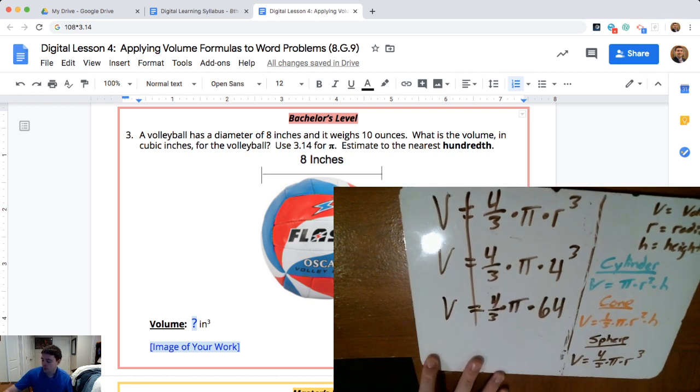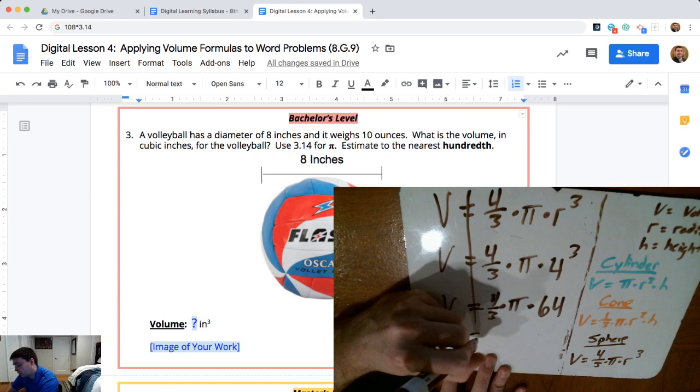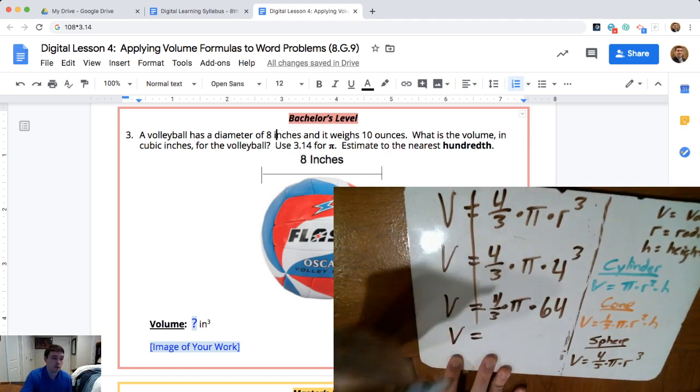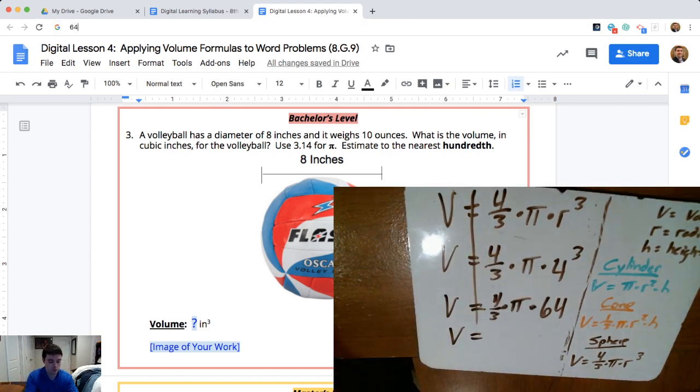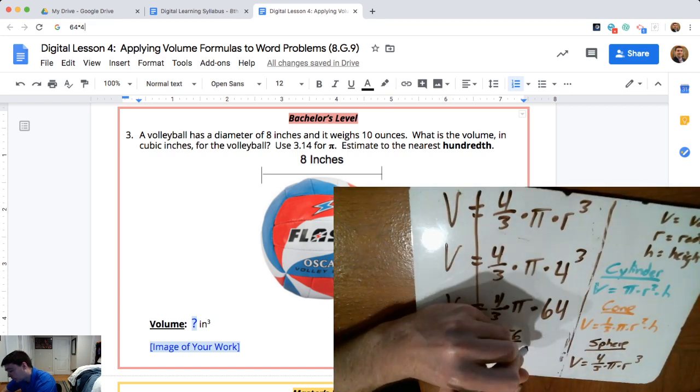Multiplying by 4/3 means take the 64, multiply it by 4, then divide by 3. So 64 times 4 divided by 3 is going to give us a fraction, 85.33 repeating. So instead, I'm going to write this as 256 over 3 multiplied with pi.